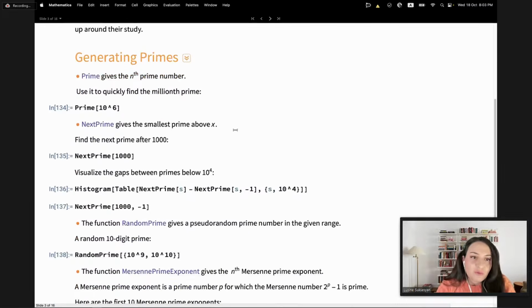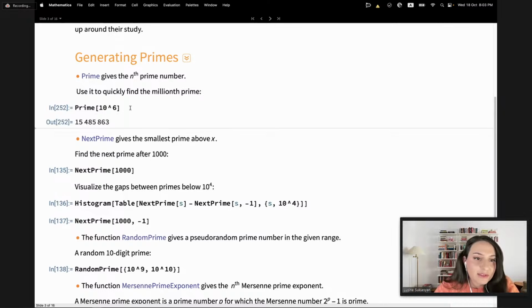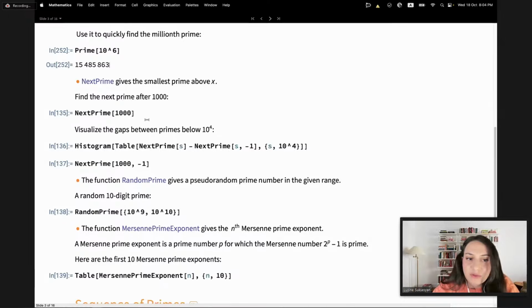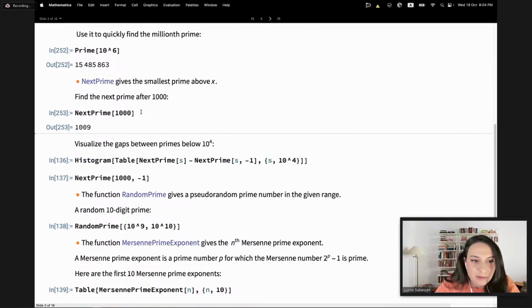And here, of course, the basic function is the function Prime, which gives you the nth prime number. For example, you can use it to quickly find the millionth prime. And here you go, this is the millionth prime. The next function is NextPrime, which gives you the smallest prime above x. So you can find the next prime after 1000 by simply doing NextPrime[1000].